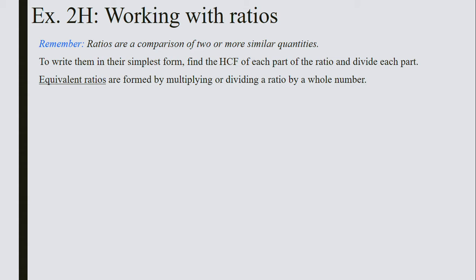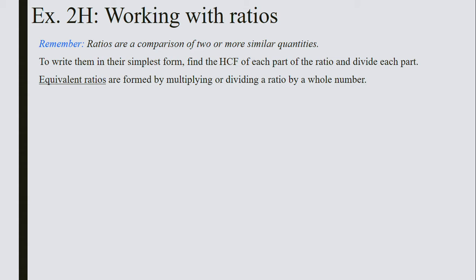So recall from our previous lesson that ratios are comparisons of two or more similar quantities. They must have the same units, and that's what we mean by similar quantities. To write ratios in their simplest form, you need to find the highest common factor of each part of the ratio and divide each part, similar to how we simplify fractions.